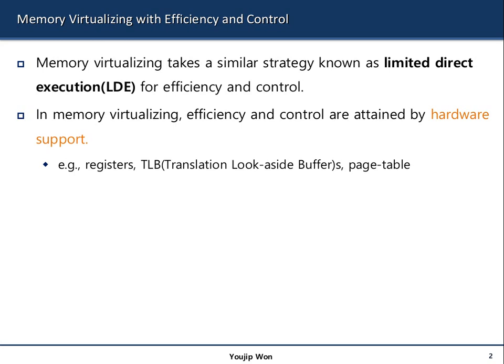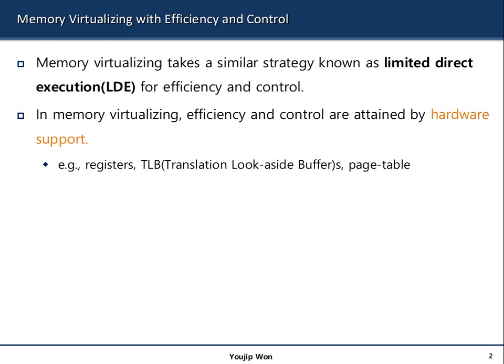So in memory virtualizing, efficiency and control are attained by hardware support. So in order to be able to achieve efficiency and control, you need hardware support. Okay. Ano yung examples ng hardware support na kailangan? We will discuss this later. Registers, okay? Di ba? Meron tayong basic registers pag nagpo-program tayo, RAX, RBX, etc. Ginagamit natin yon. Okay?